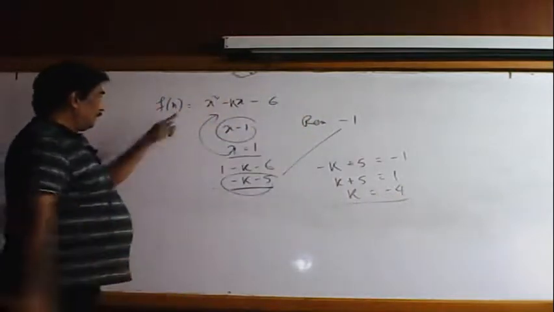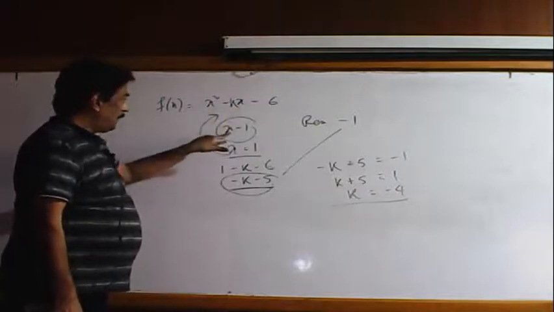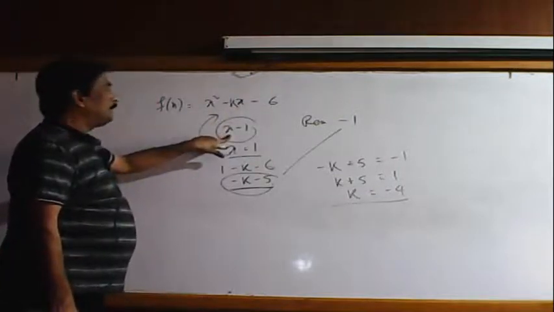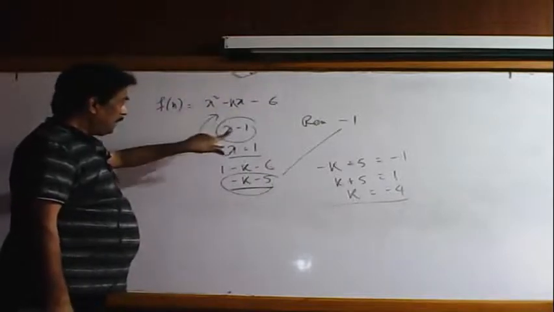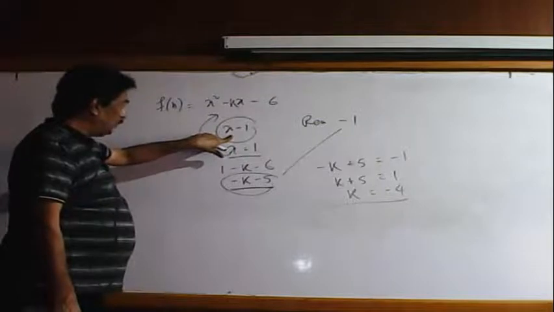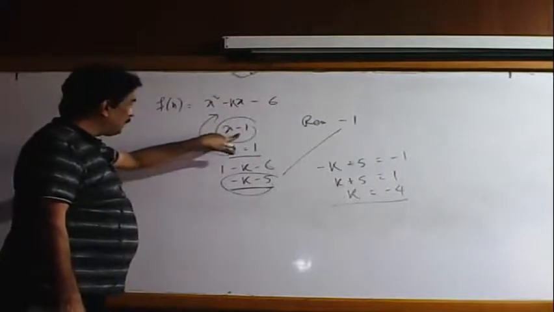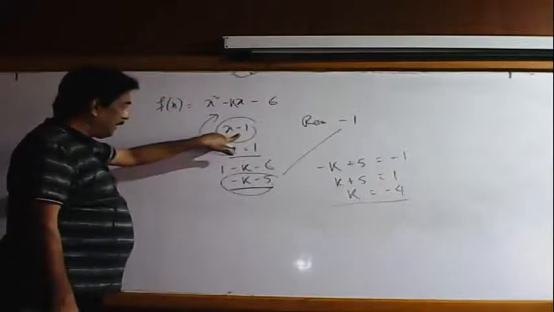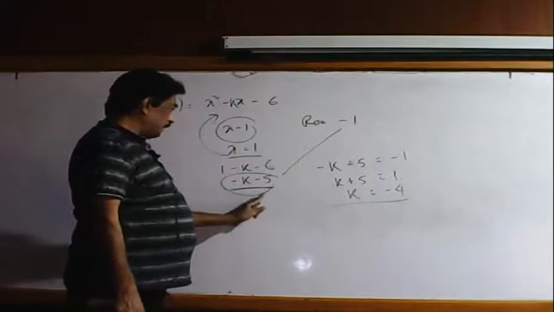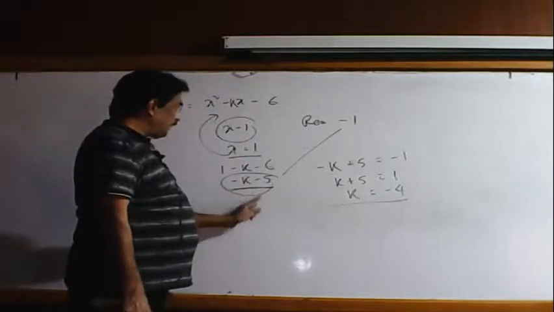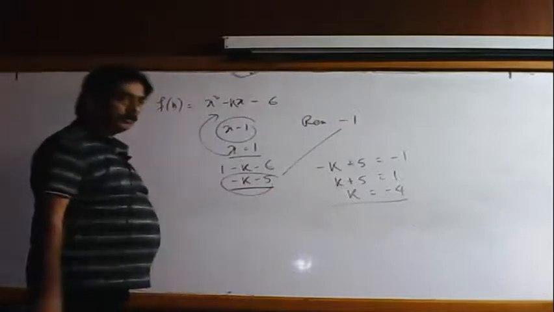Most important pattern: fx equal to x square minus kx minus 6, when divided by x minus 1, the remainder will be minus 1. What is the value of k? If I put x equal to 1 and the remainder is 0, then we can find the value of k. Here the remainder will not be 0. Whatever the remainder is, that result should be equal to minus 1. Now what is the remainder? Minus k minus 5 is the remainder, and that indicates minus 1. So what is the value of k? k equal to minus 4.